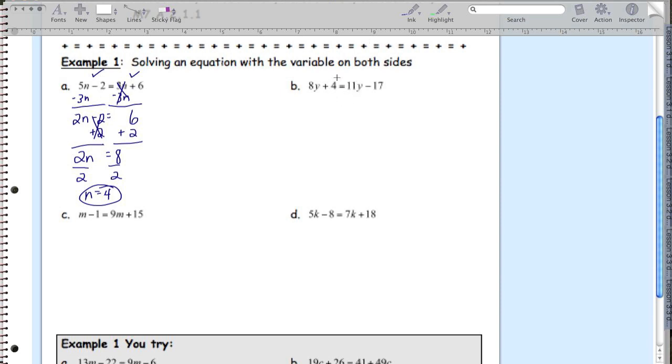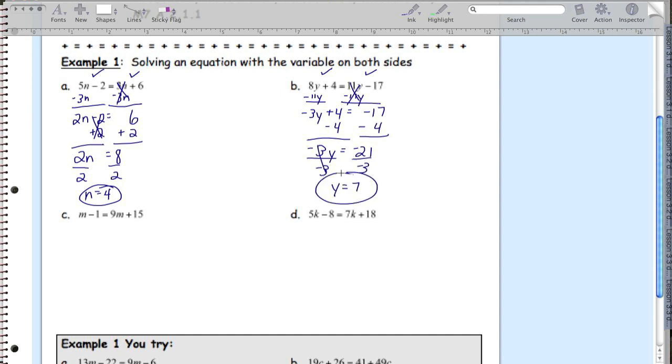All right, letter B. Look at the left side. Any simplifying that needs done? 8y plus 4? No, that's as far as it can go. On the right side, 11y minus 17? Nope, that's as far as that can go. Then I'm going to get my variables on the same side. So I'm going to subtract 11y, because that's a positive 11y. 8y minus 11y is actually negative 3y. So we have negative 3y plus 4 equals negative 17. Now it's a two-step problem, so I'm going to subtract 4 on both sides. Negative 3y equals negative 21, divided by negative 3. y is equal to 7.